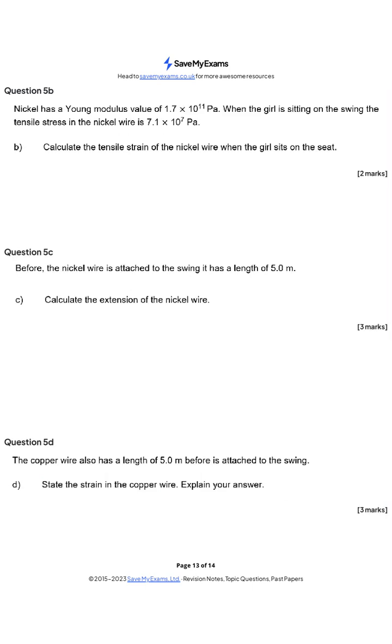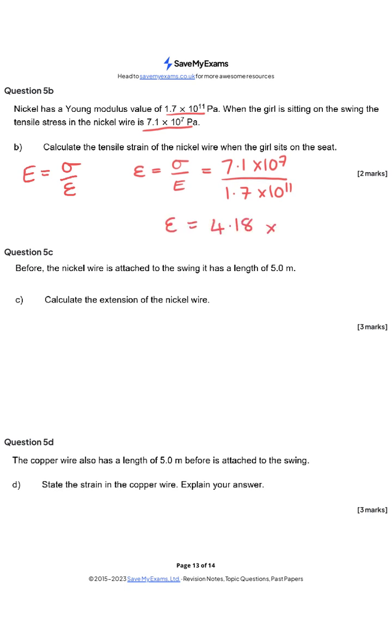Nickel has a Young's modulus of 1.7 times 10 to the 11, and the stress in the wire is 7.1 times 10 to the 7. Calculate the strain as she sits on the seat. So our equation for the Young's modulus is stress divided by strain, and we need to rearrange this to get strain. So we're going to do our stress, which is 7.1 times 10 to the 7 pascals, divided by our Young's modulus, 1.7 times 10 to the power of 11. We type that into our calculator carefully, making sure we don't forget our times 10 to the power of, and we should get strain is equal to 4.18 times 10 to the negative 4. No unit because it's strain.